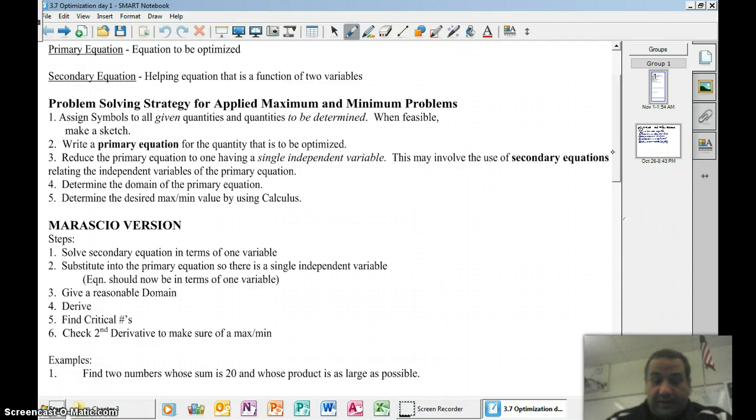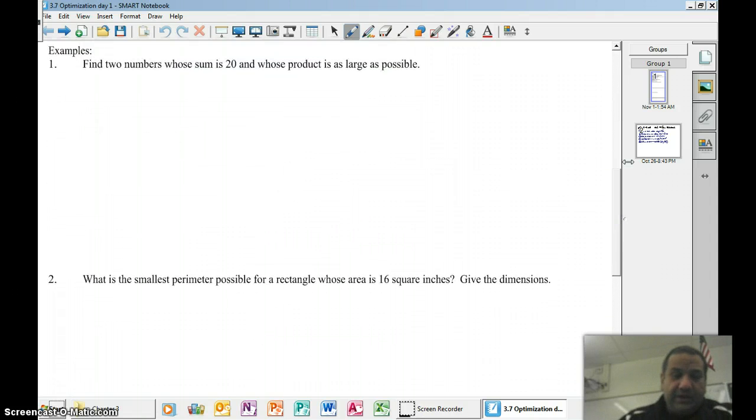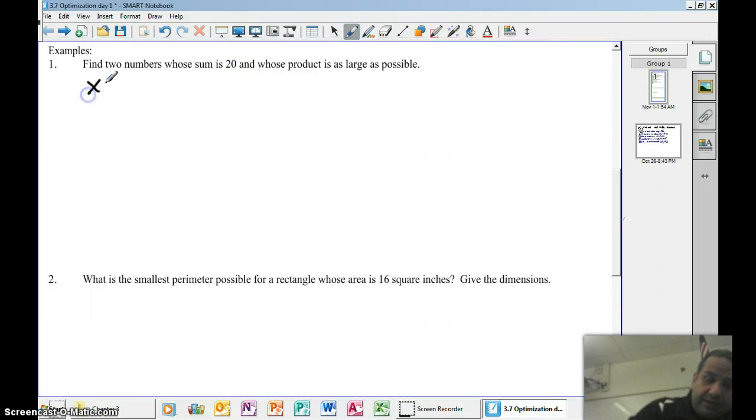So I think I've talked a lot about it. Let's do an example. Find two numbers whose sum is 20 and product is as large as possible. Hey, I could write an equation for that. Two numbers whose sum is 20: X plus Y equals 20.